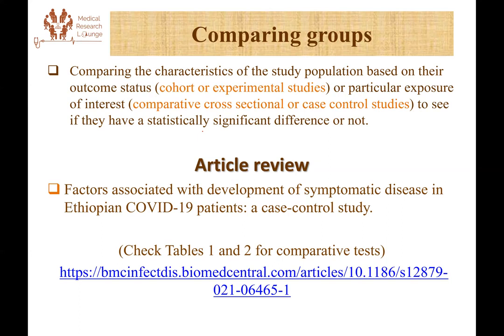So what we did was we tried to assess which group of patients develop symptomatic disease after getting infected with COVID-19, because some of the individuals were symptomatic, and not only symptomatic, but they developed severe or critical disease, while the others stayed asymptomatic, even the majority in our setup. So we wanted to know what were the significant factors responsible for making the patient symptomatic and develop severe disease after getting infected with COVID-19. So let me take you to the article and show you what we did.